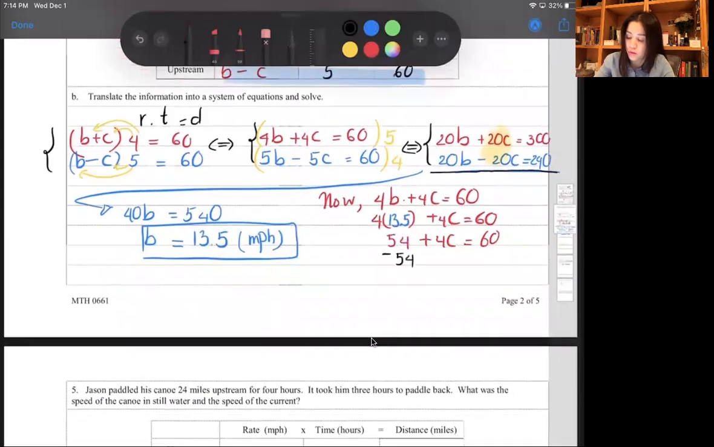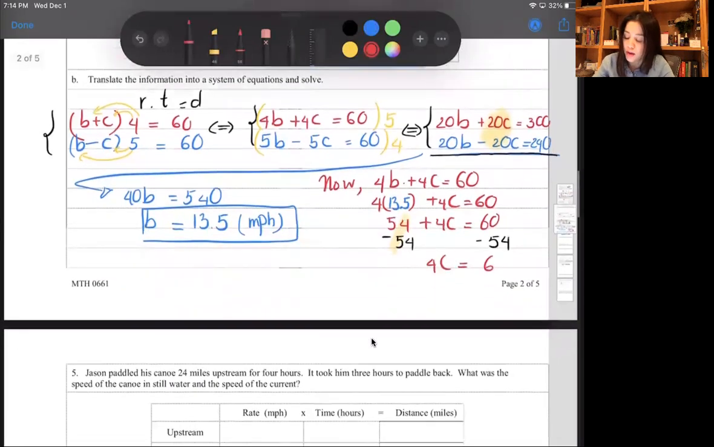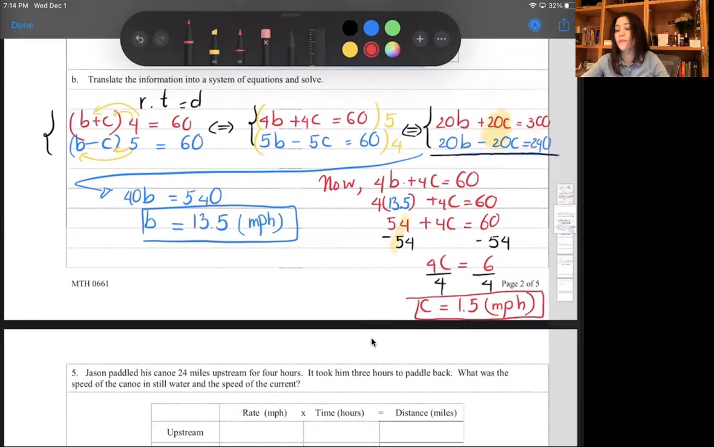Subtract 54 both sides. Yeah, I'll write it out for you. Subtract 54 both sides. I got 4c equal 6. Divide both sides by 4. C equal 6 divided by 4, 1.5 miles per hour. So the speed of the current is 1.5 miles per hour.